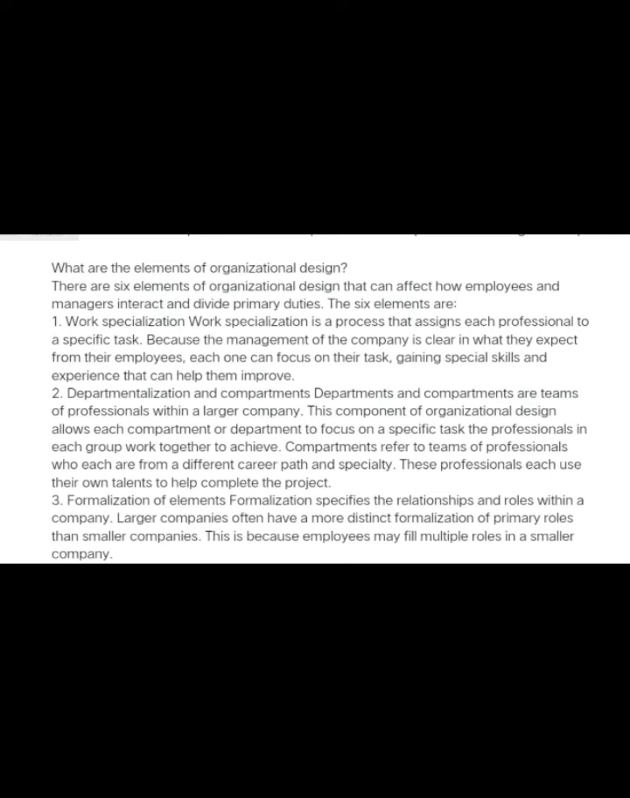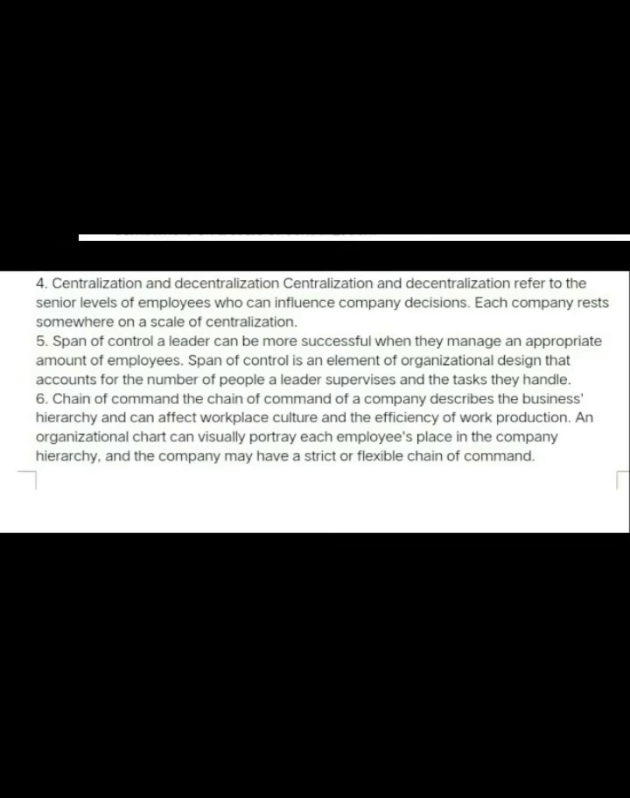Third, formalization of elements. Formalization specifies the relationships and rules within a company. Larger companies often have more distinct formalizations of primary rules than smaller companies. This is because employees may fill multiple roles in a smaller company. Fourth, centralization and decentralization. Centralization and decentralization refers to senior levels of employees who can influence company decisions. Each company rests somewhere on a scale of centralization.